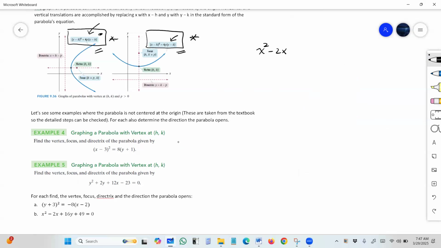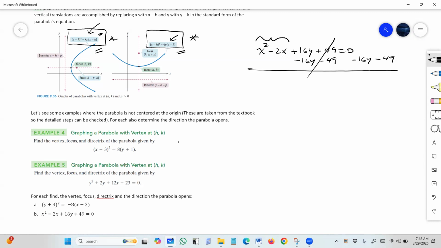Minus 2x plus 16y plus 49 equals 0. So again, this is not in standard form. I'm going to have to complete the square. So you're going to look for the x squared component or y squared component. In this case, it's x. So everything that's not x has to go to the other side. So I'm going to begin by subtracting 16y and subtracting 49 on both sides.